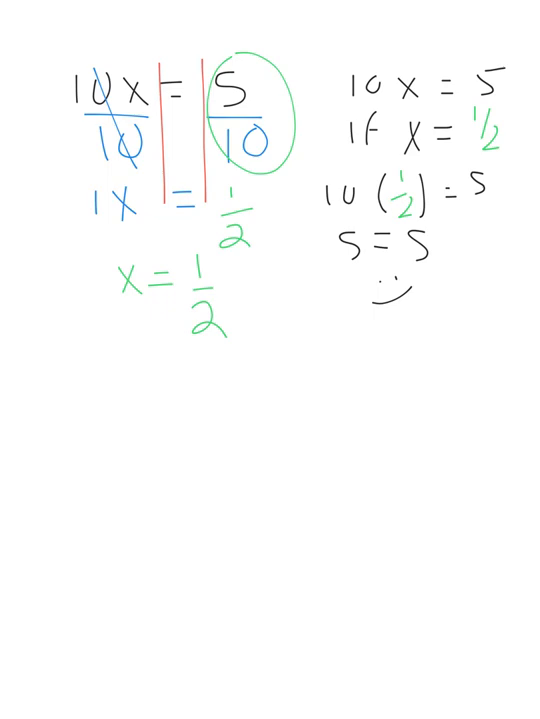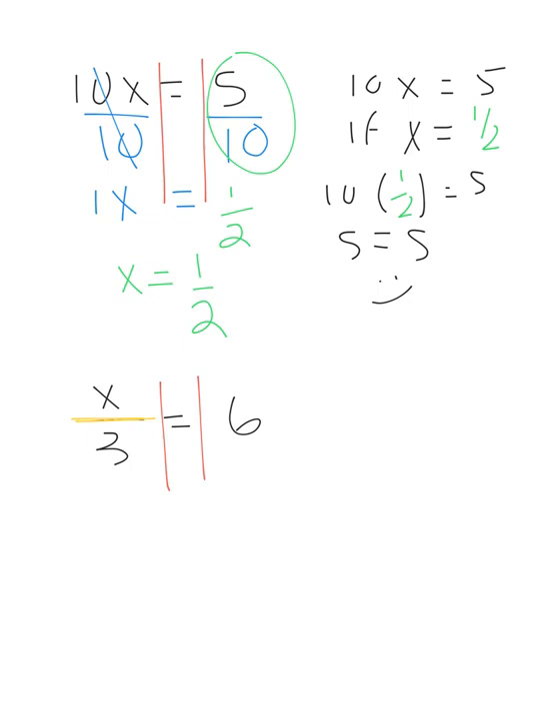Let's take a look at a division problem. Okay, x divided by 3 is 6. It's a division problem. We know it's a division problem because we have this fraction bar. The fraction bar is telling us it's going to be a division. So the inverse of division is multiplication.